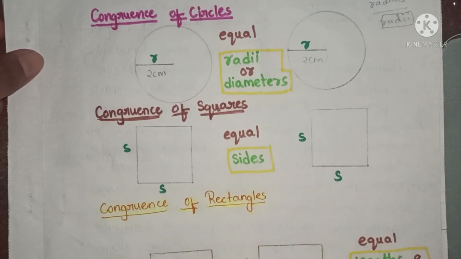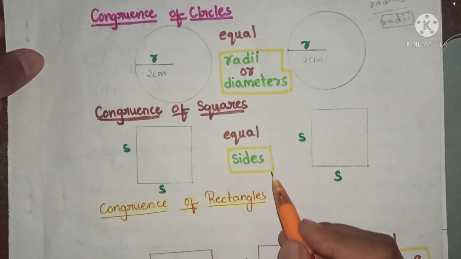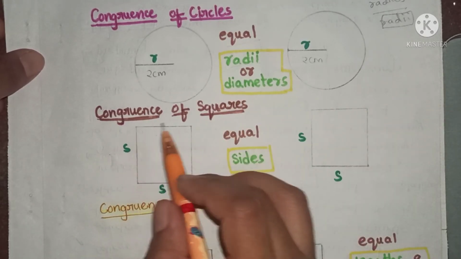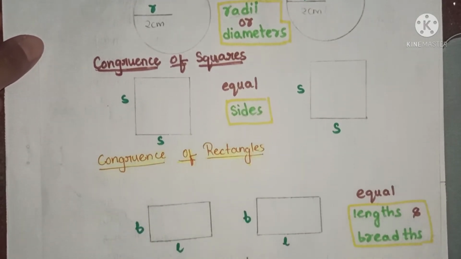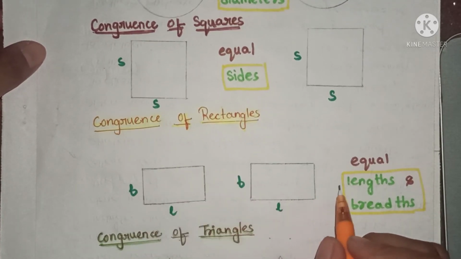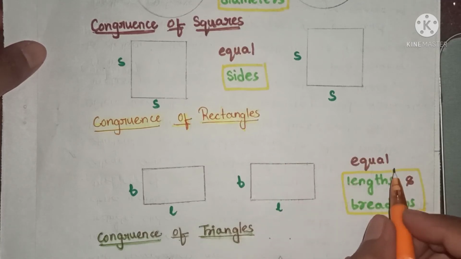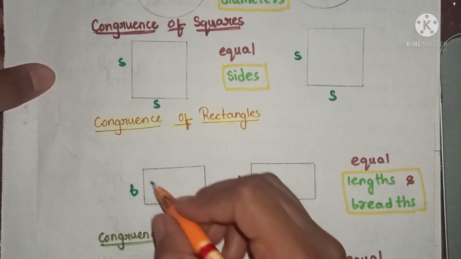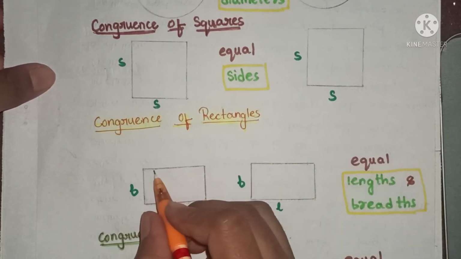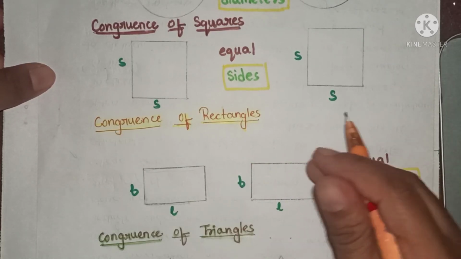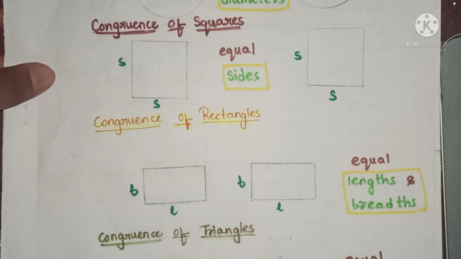Is it clear? Now similarly, congruence of squares. Two squares are said to be congruent if they have equal sides. If all the sides are equal, then the two squares are said to be congruent. Next one, congruence of rectangles. Two rectangles are said to be congruent if they have equal length and equal breadths. So this must be equal to this one and this must be equal to this one. This length must be equal to this one and this must be equal to this one. So that they are congruent.